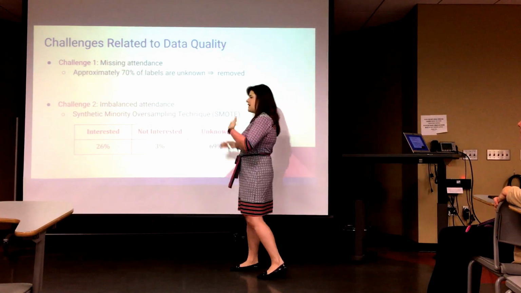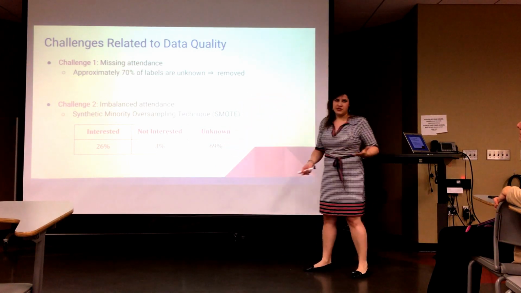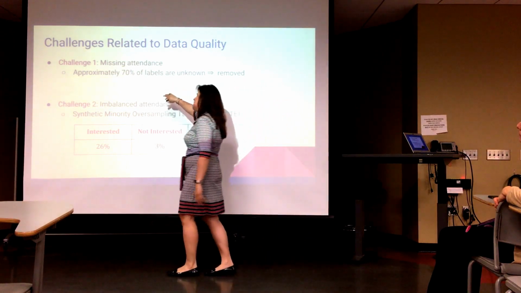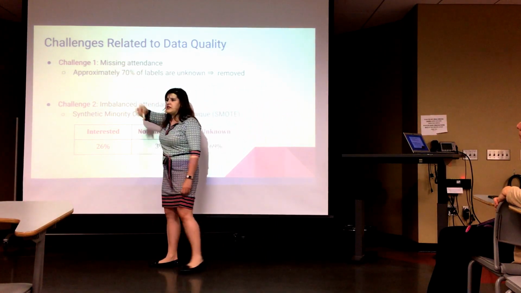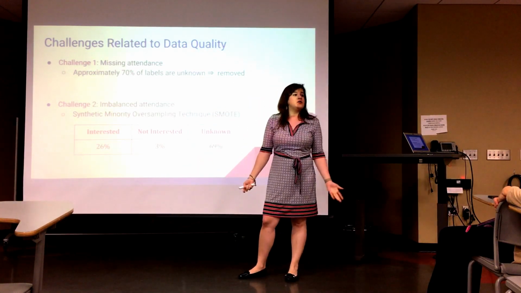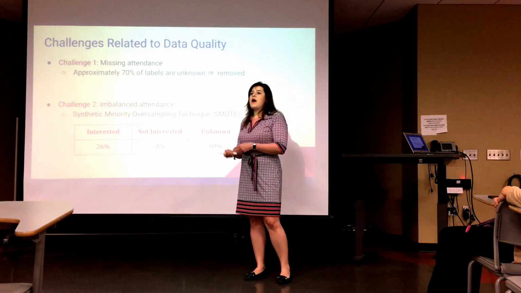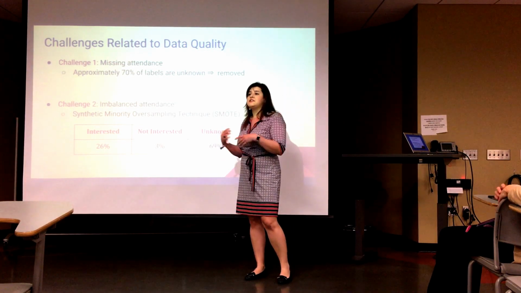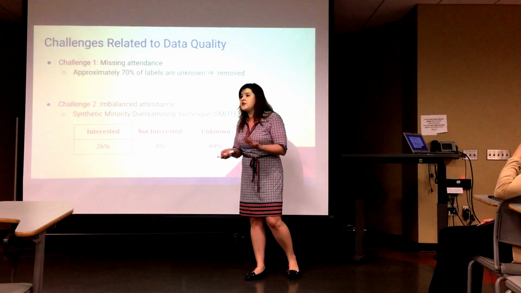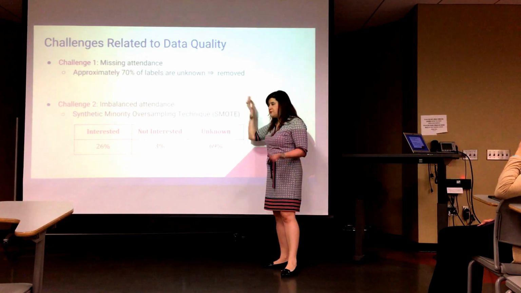After extracting the features, we are facing other challenges for this framework. One of them is that, as you remember, we had about 70% of labels unknown. We didn't know if the user is interested in an event or not. We couldn't extract this information from other resources because we didn't know any information about the users or events, so we couldn't do anything about it. So we decided to remove it.